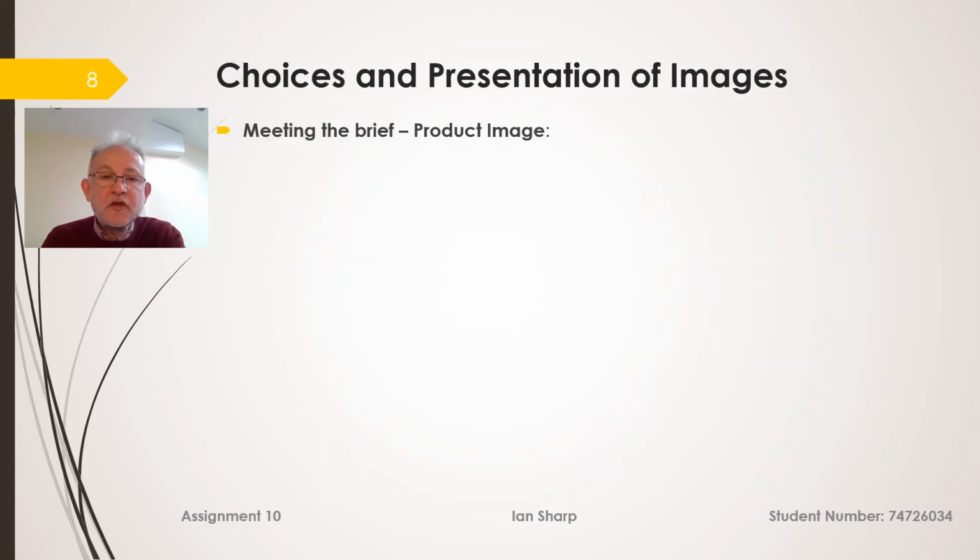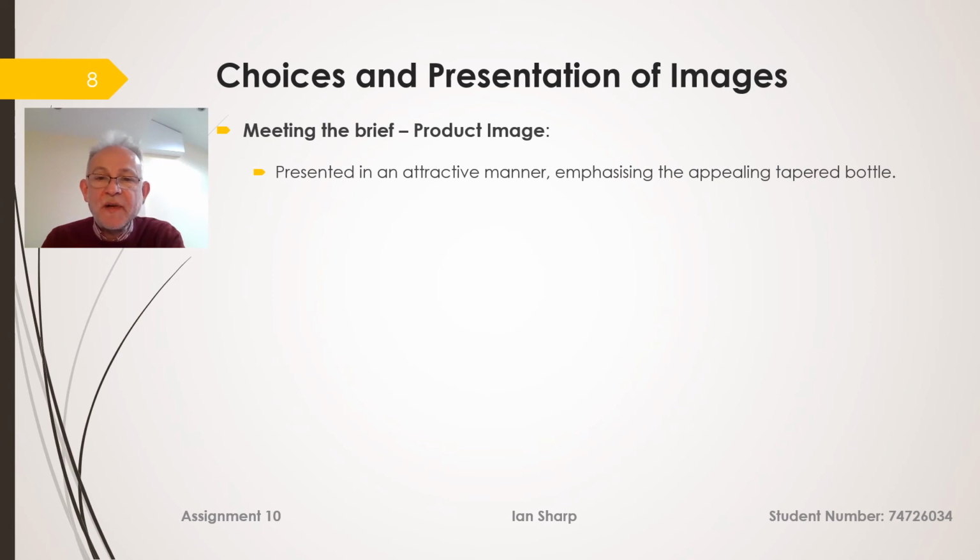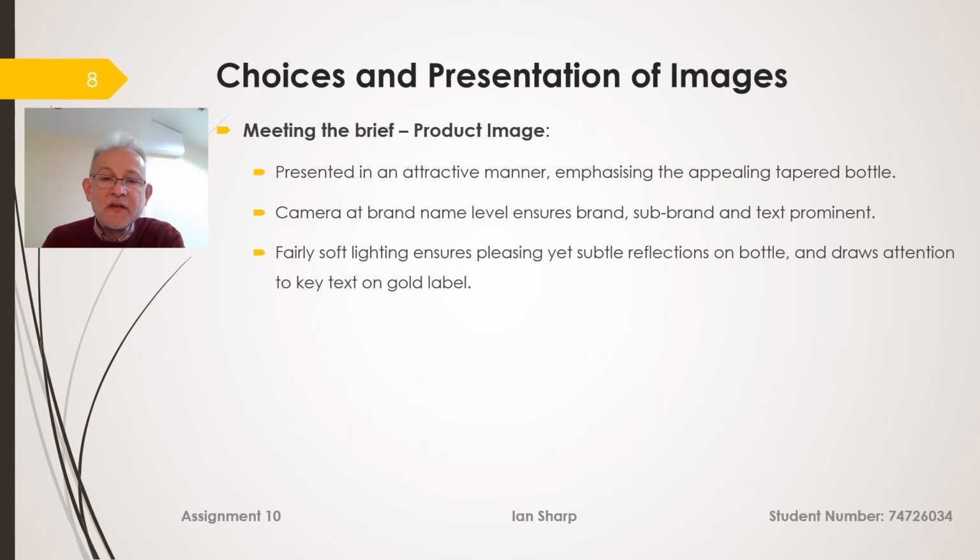Next, I'd like to talk about the choices that I made in presenting the images and how they met the brief. So firstly, on the product image, by presenting it in an attractive manner by emphasising the appealing tapered bottle, I show it as appealingly as I can within what is basically just a product image. By using the camera at brand level, it ensures that the brand, so Oliveira da Serra, sub-brand Gourmet, and the bottom line text, Portuguese extra virgin olive oil, are all clear and prominent. And the soft lighting ensures pleasing yet subtle reflections on the bottle and draws the attention onto the key text and the gold part of the label.